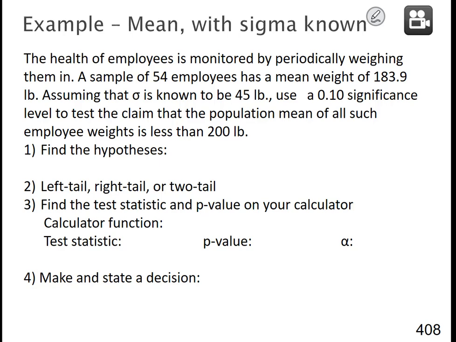For this problem, the health of employees is monitored by periodically weighing them in. A sample of 54 employees has a mean weight of 183.9 pounds. Assuming that sigma is known to be 45 pounds, use a 0.1 significance level to test the claim that the population mean of all such employee weights is less than 200 pounds.